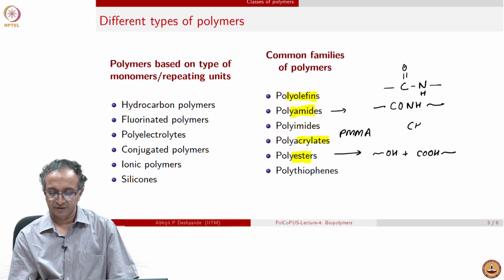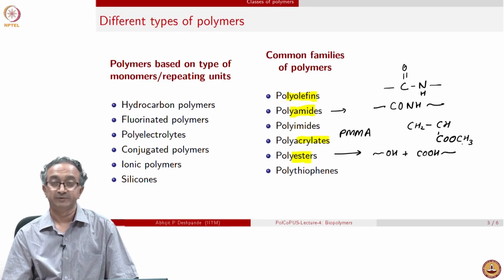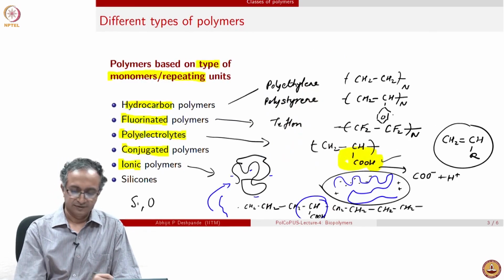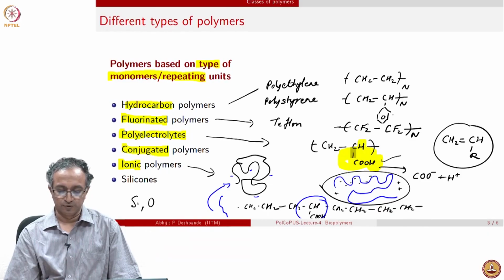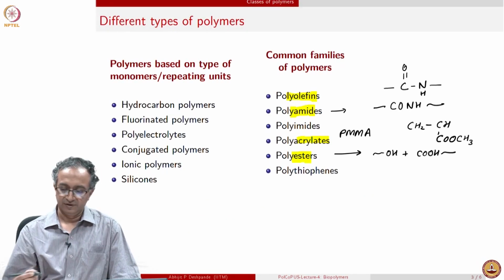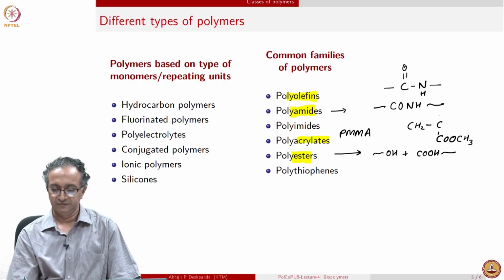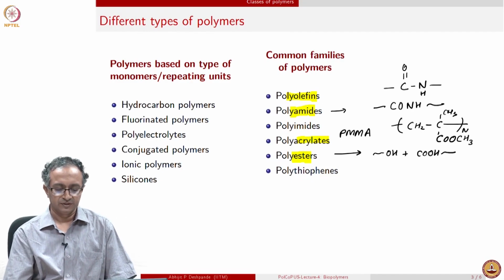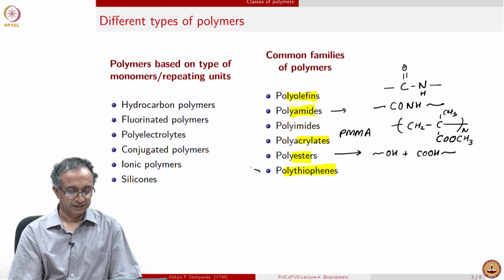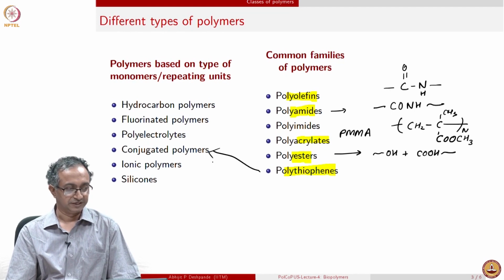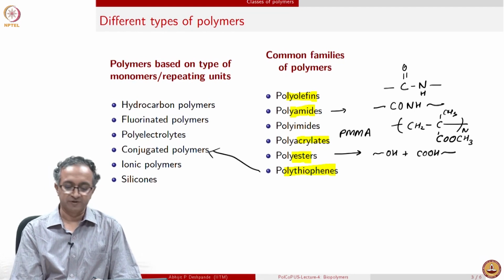As you remember from the last slide, this is the acrylic group, but instead of that, if we have this, it becomes methacrylic. And just to remind you, instead of a hydrogen which was there on the polyacrylic group, we have a methyl group. So we remove this hydrogen and then we add a methyl, giving methyl methacrylate. So acrylates are a very important class of materials. Polythiophenes are a very important class of conducting polymers, conjugated polymers. So these are some examples of common families of polymers.